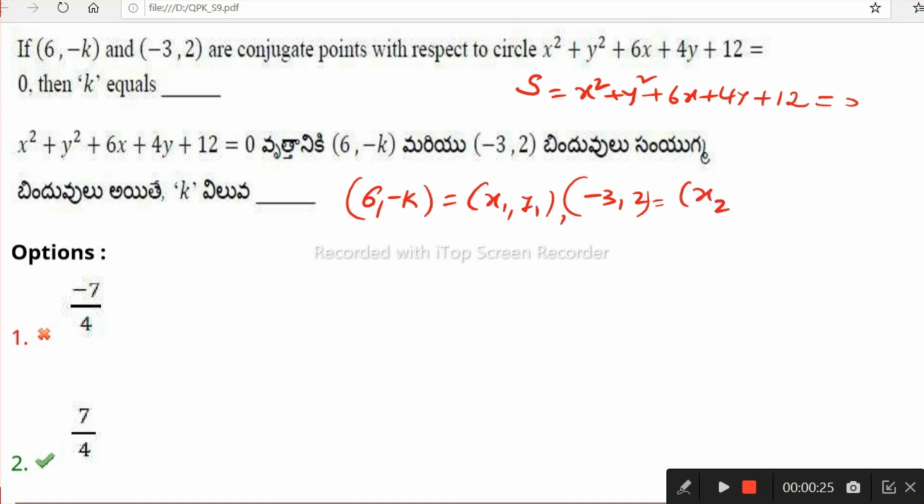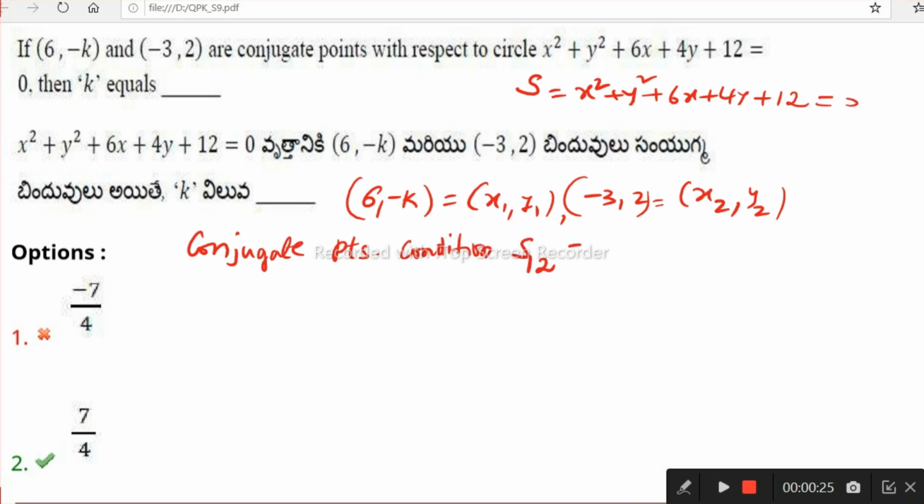What is the condition when the 2 points are conjugate points? Yes. So the condition is clearly S12 is equal to 0. This is the condition for 2 points being conjugate points. This is very, very important. The conjugate points condition is S12 is equal to 0.